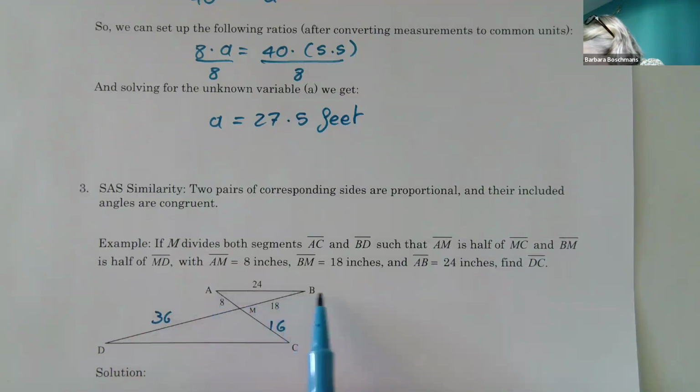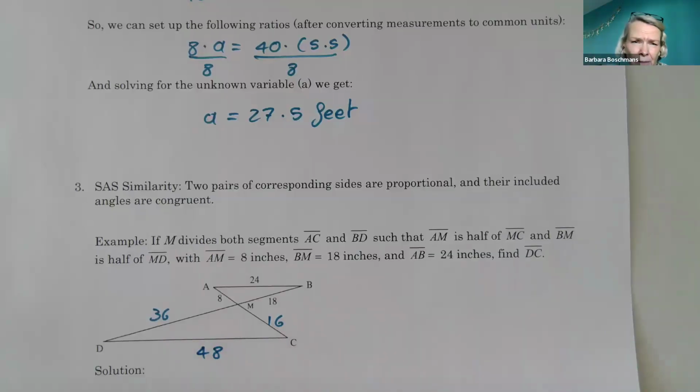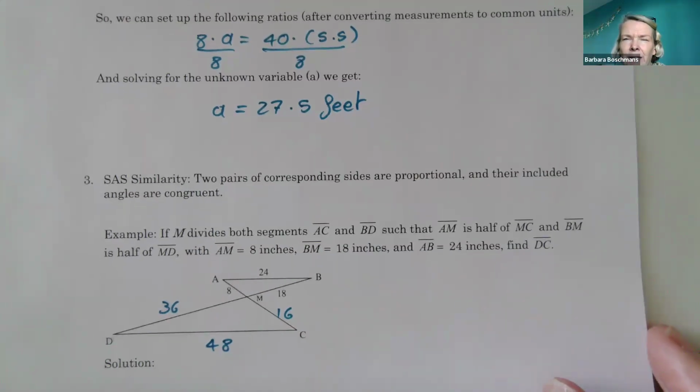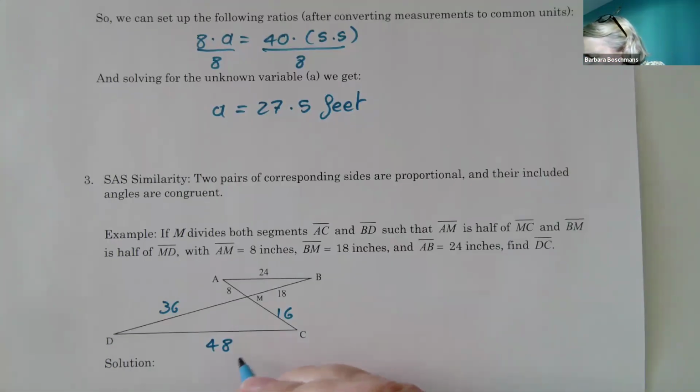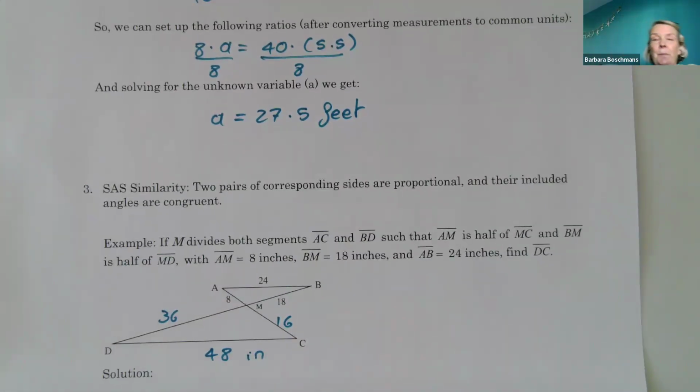We know A to B is 24. Well, 24 is half of 48. We can set up a proportion, but I don't think we need to if the ratio of the sides is going to be, well, in a smaller triangle, it's half. If you'll get the bigger one, it would be double. So I can just say that that is going to be 48, and that is inches again. And those are the three properties for similar triangles.